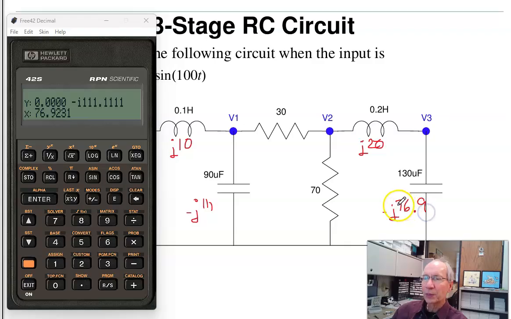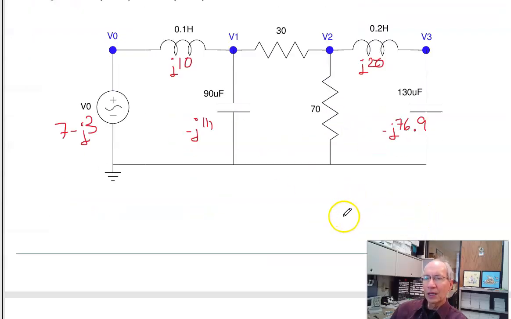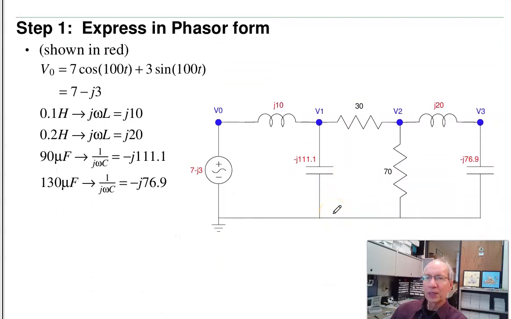And here I didn't do the j part. I know the answer. Inductors will be plus j, capacitors are minus j. I just wanted the amplitude. So I just did 130 microfarads times 100 inverse. That's the amplitude. Okay, so that's the first step. Express everything in phasor form.